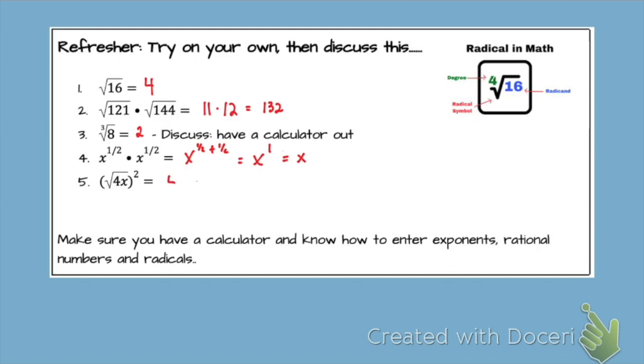And then for problem 5, we have a square root and a square. Those are inverse operations, kind of like multiply and divide or add and subtract. So a square root and a square cancel each other out, and we're just left with whatever's inside of the square root and the square.